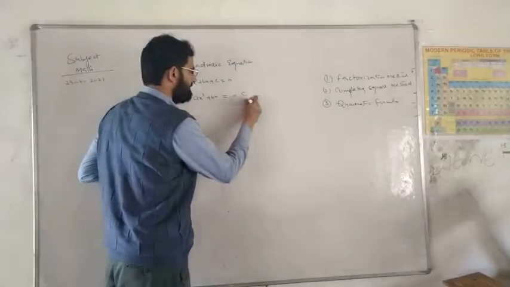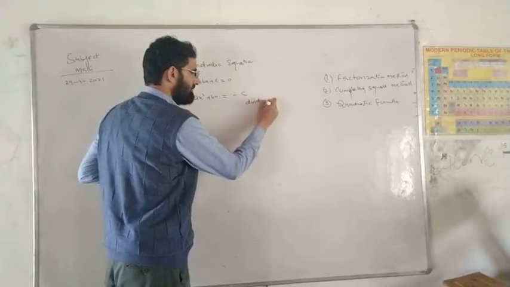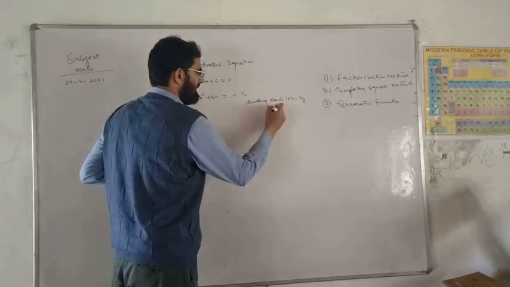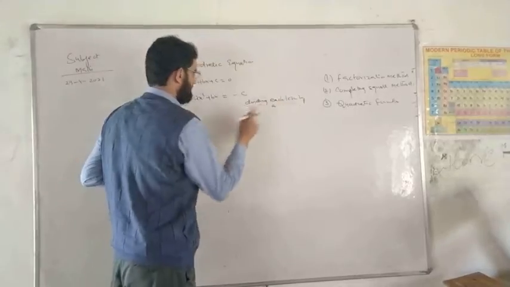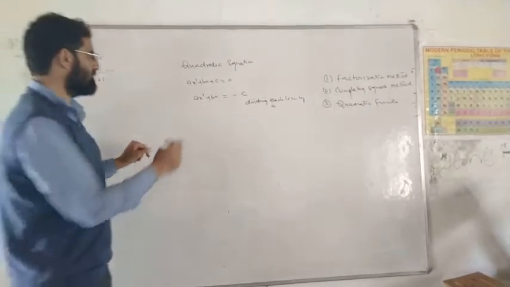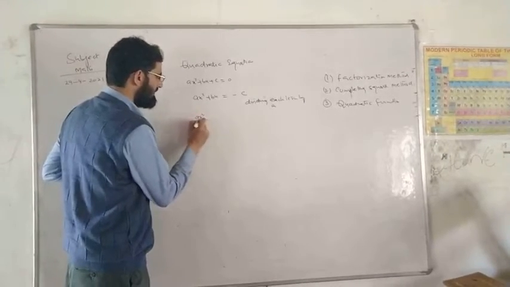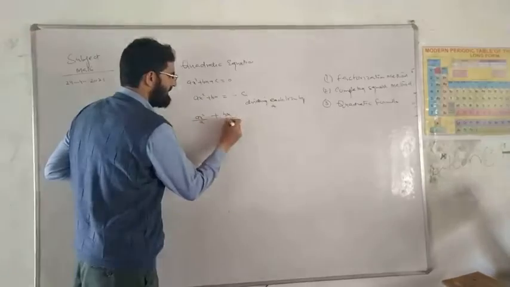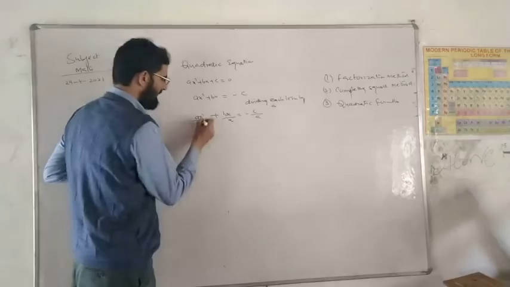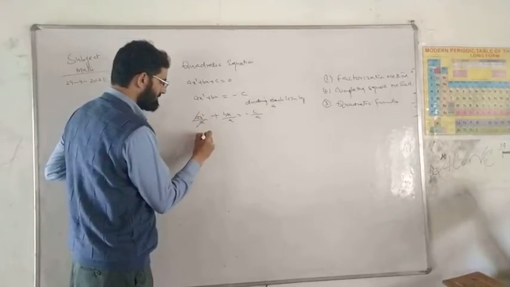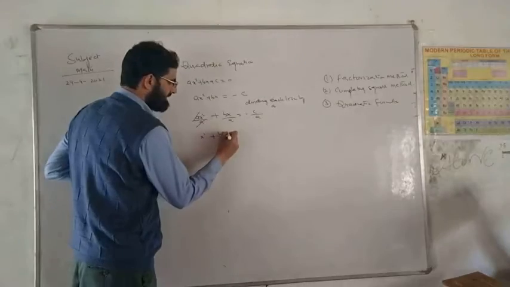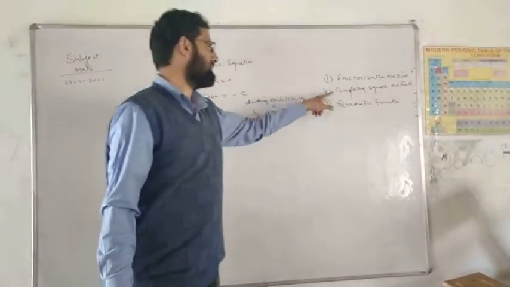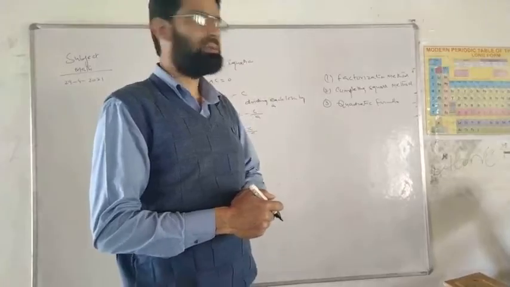Then dividing each term by the coefficient of x square, that is a. Here we see that the coefficient of x square is a, so we are dividing ax square divided by a, plus bx divided by a, is equal to minus c divided by a. A and a will get cancelled. We are left with x square plus b by a x is equal to minus c by a. So these two steps we have done in the completing square method.